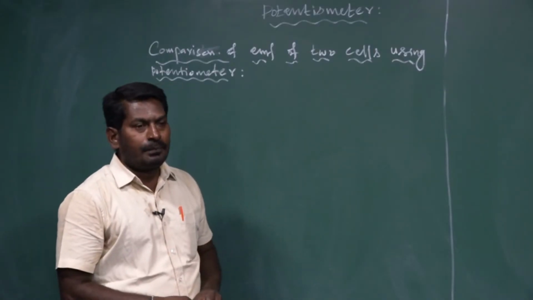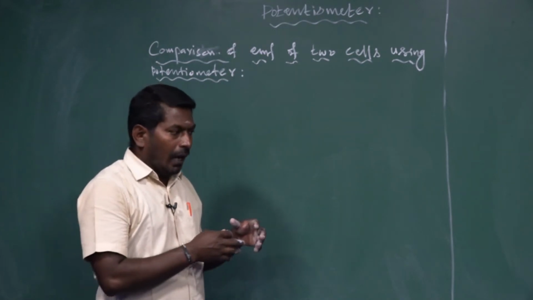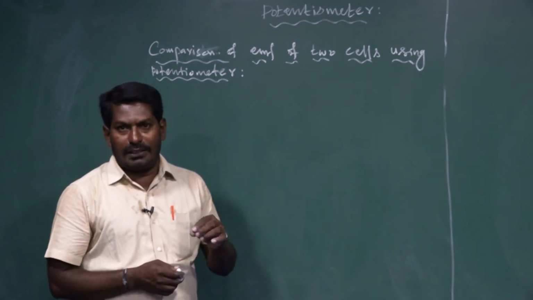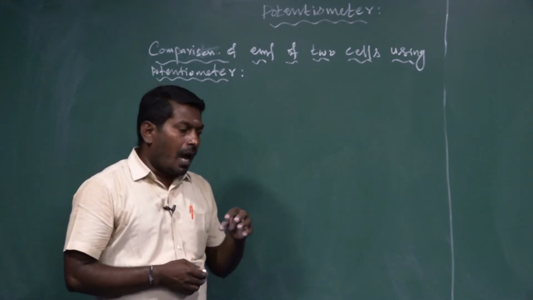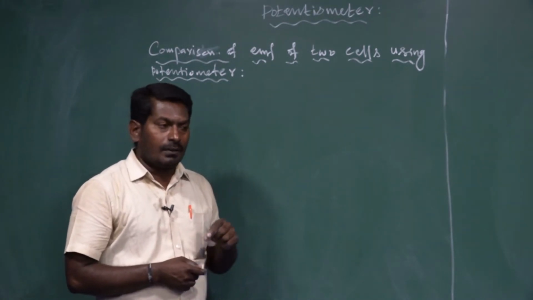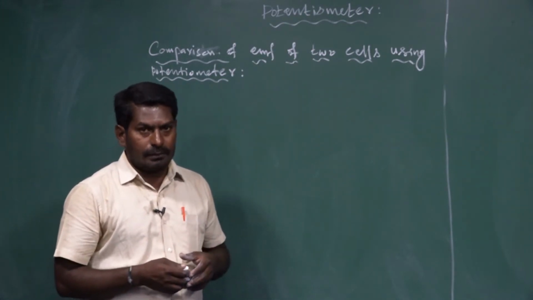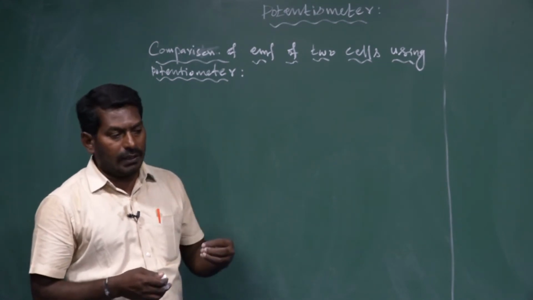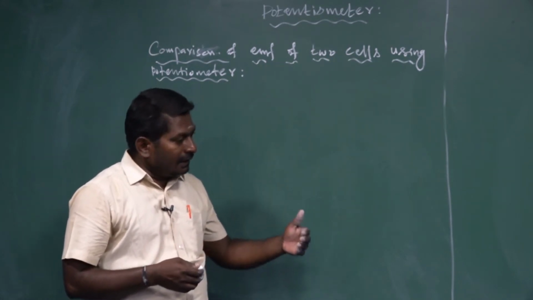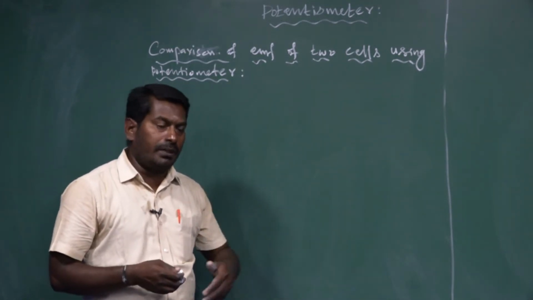Dear students, we finished what is potentiometer and the principle of potentiometer. So keep it in your mind. Potentiometer is an instrument used for the accurate determination of potential difference between two points in a current carrying circuit. Next, be clear about the principle of potentiometer. The EMF of a cell is directly proportional to the balancing length. If the EMF of the cell increases, the balancing length also increases. If the EMF of the cell decreases, the balancing length also decreases.